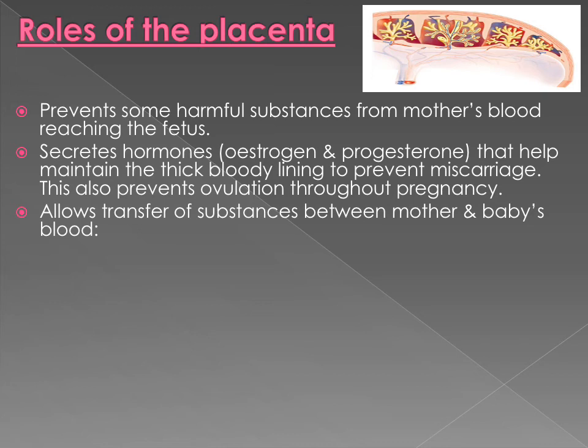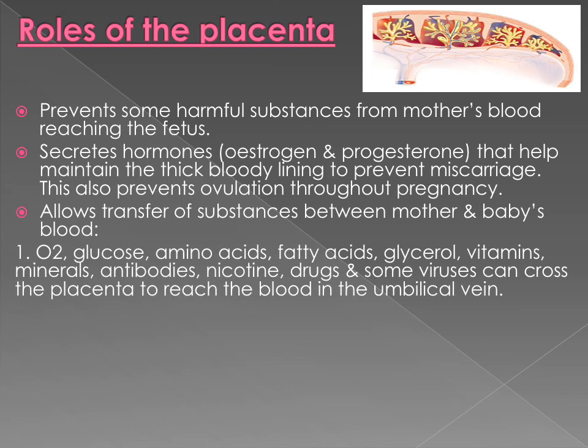It allows the transfer of substances between the mother and the baby's blood. So let's think again of which chemicals are transferred. Oxygen, glucose, amino acids, fatty acids, glycerol, vitamins, minerals, antibodies, and some harmful stuff like nicotine, drugs, and some viruses. These can cross through the placenta and reach the baby's blood through the umbilical vein. So some of them are useful, some of them are harmful. A pregnant woman should try to make sure she is far away from the harmful substances that can pass to her child.